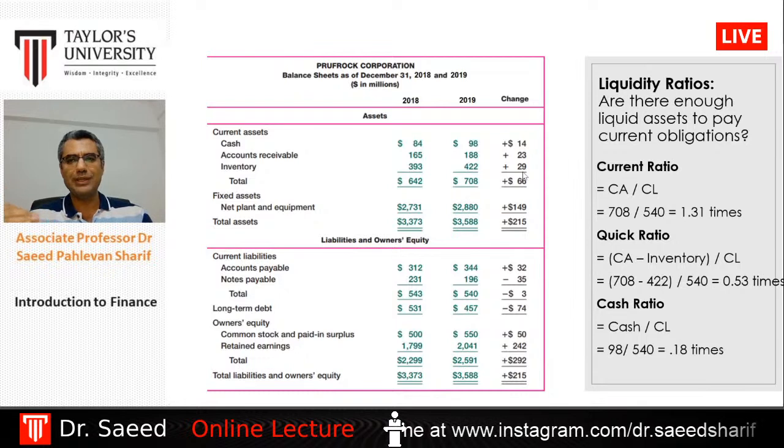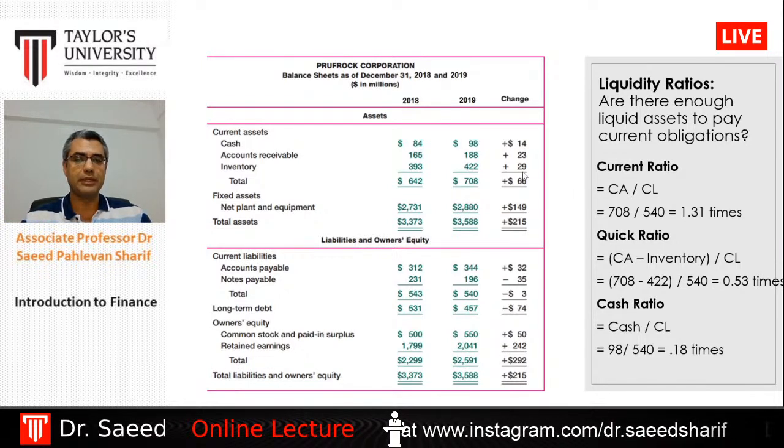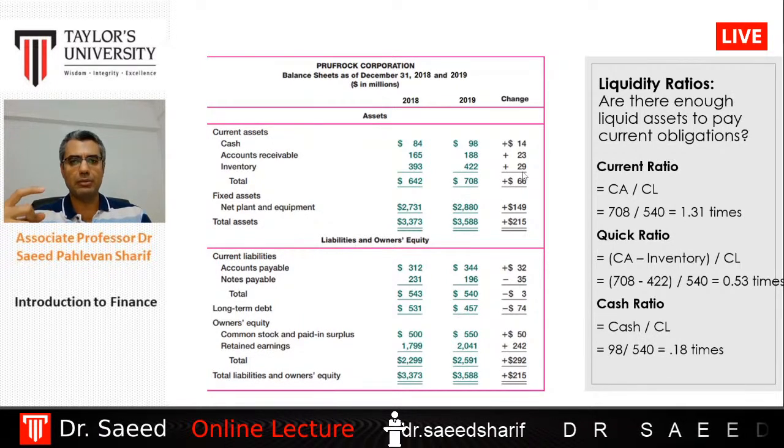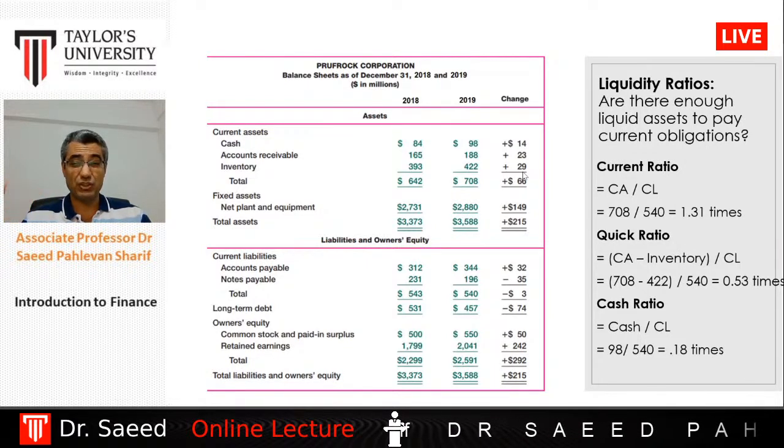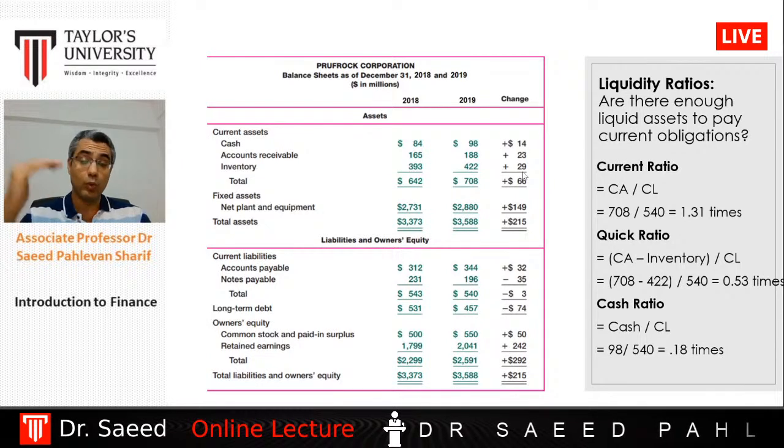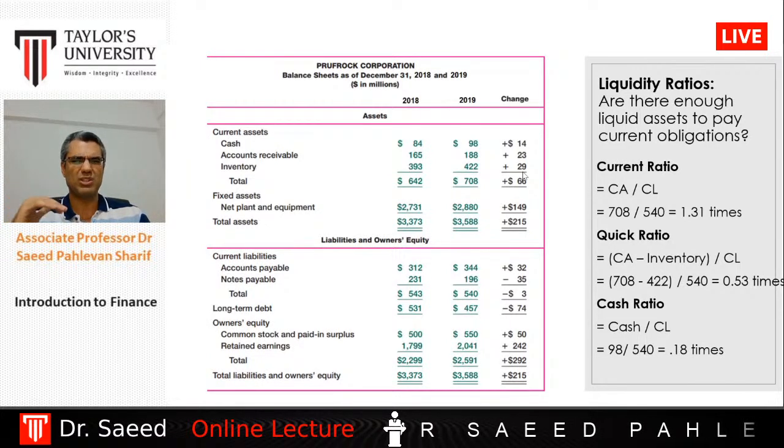Are there enough liquid assets to pay current obligations or not? The most well-known and most commonly used current liquidity ratio is the current ratio, which is computed by dividing current assets by current liabilities. You remember that we had a formula to compute net working capital, which was current assets minus current liabilities, right? But here we want to divide current assets by current liabilities, so it's very similar.